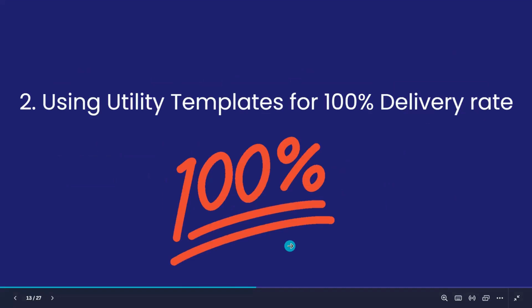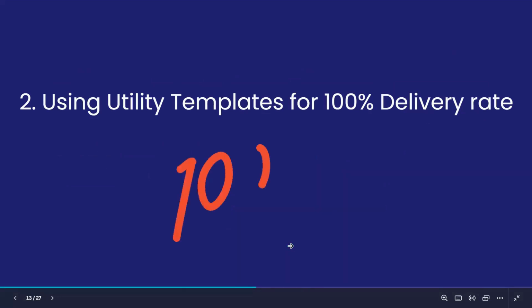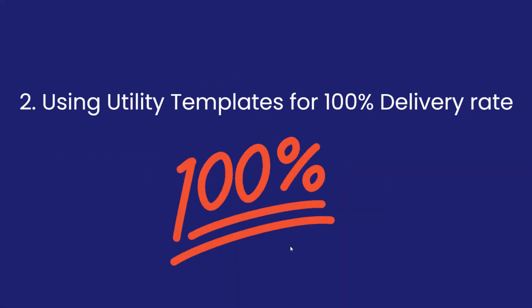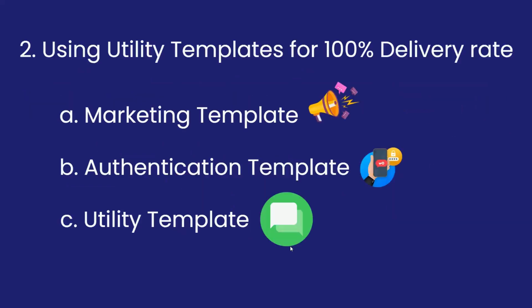And the second most important topic is using utility templates for 100% delivery rates. So you know that in the WhatsApp paid API, there are three kinds of templates. One is a marketing template, an authentication template, and a utility template. So what are marketing templates? If you are sending promotional messages or webinar invites or offer messages or webinar reminders, all those come under marketing messages or marketing templates.